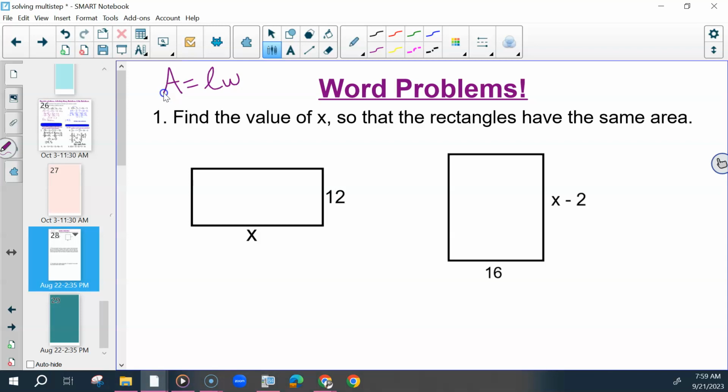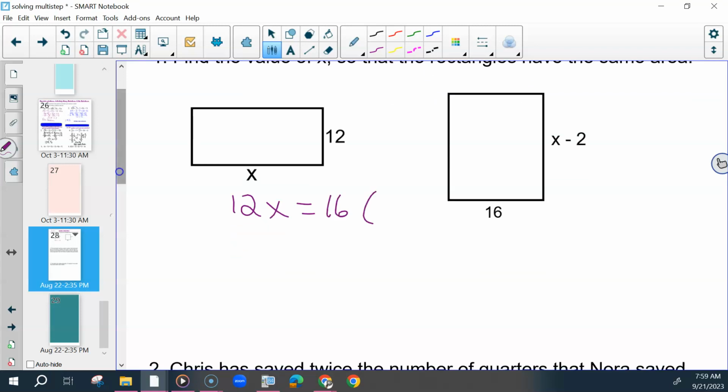How could I say this is the same as this? That equals. 12x equals 16 times x minus 2. So without really saying much, it tells you to find the area, so you have to know how to find the area. And then because they are the same, you have to know to set them equal to each other. Then it becomes an equation, then we can solve.